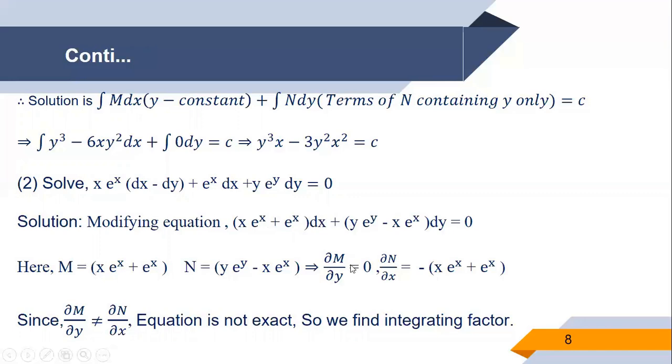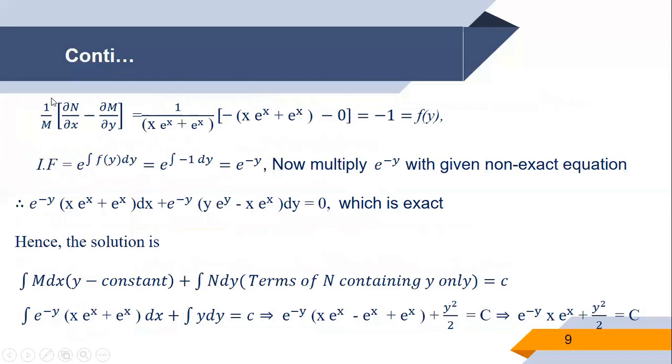So ∂M/∂y is 0 and ∂N/∂x depends on x. The partial derivative with respect to x: multiplication rule, x derivative is 1 times eˣ, and then x constant times eˣ derivative, eˣ. So ∂N/∂x is this. Now both are different. So we can say the equation is not exact. So obviously we find the integrating factor.